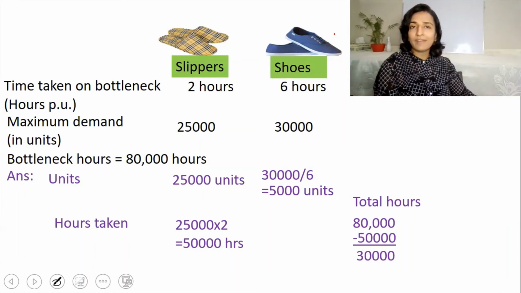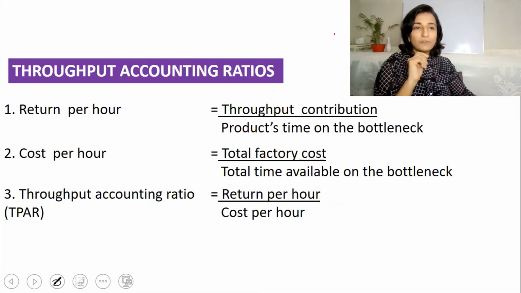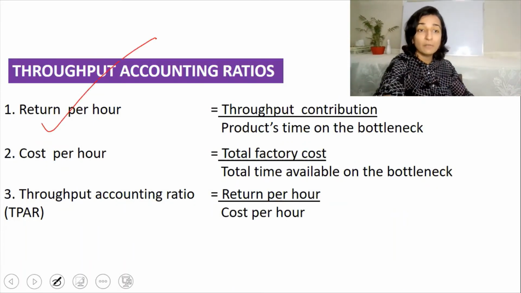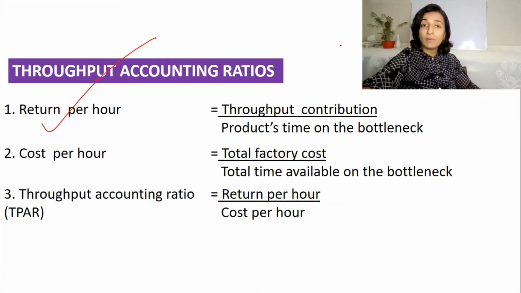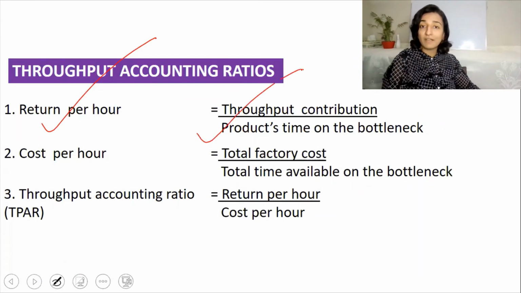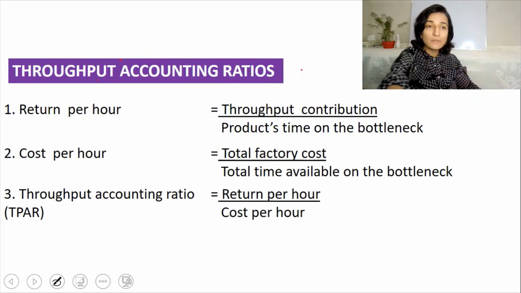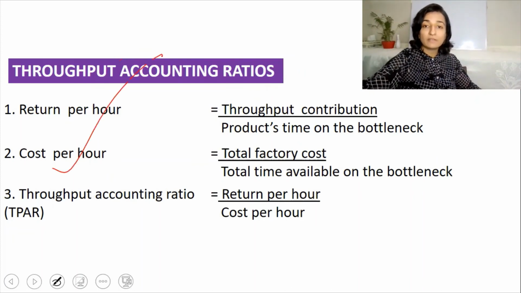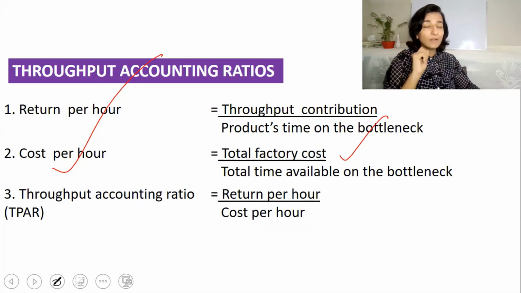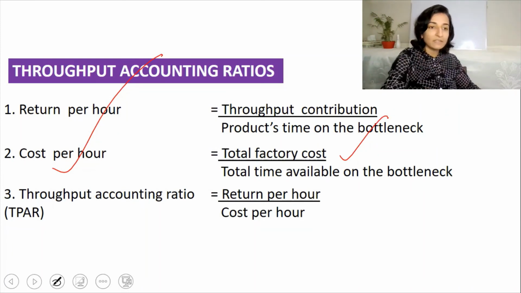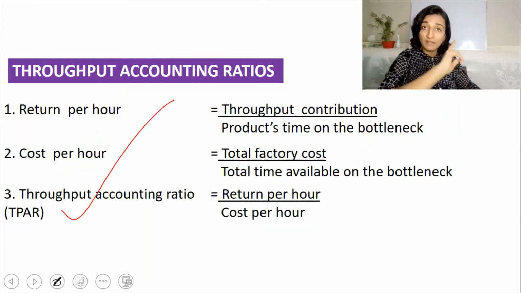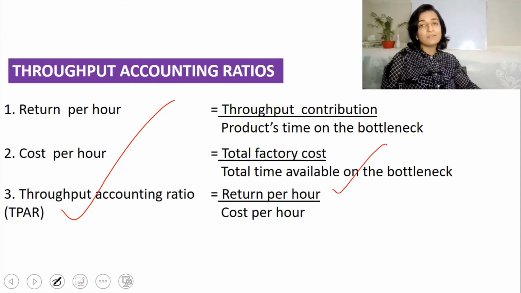Let's have a quick recap of the throughput accounting ratios that we learned today. The first throughput accounting ratio is the return per hour, that's the revenue part, which is given by throughput contribution divided by the product's time on the bottleneck. Now going to the cost part, the cost per hour is the total factory cost divided by the total time available on the bottleneck. And the third ratio is where we are comparing the revenue and the cost, which is given by return per hour divided by cost per hour.